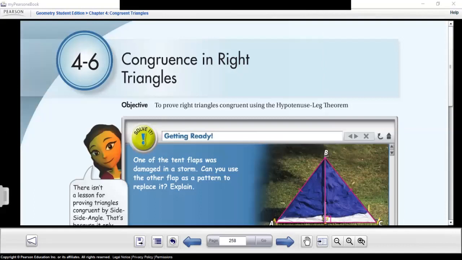How are you today? Our lesson today is lesson 4.6, which is called Congruence in Right Triangle. Today we are going to learn how to prove that two right triangles are congruent.